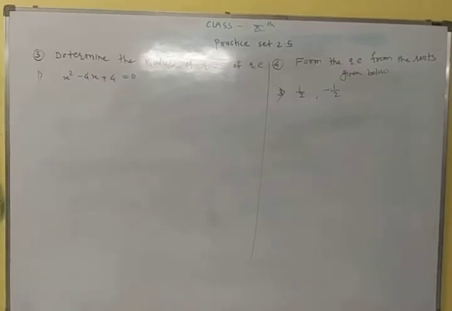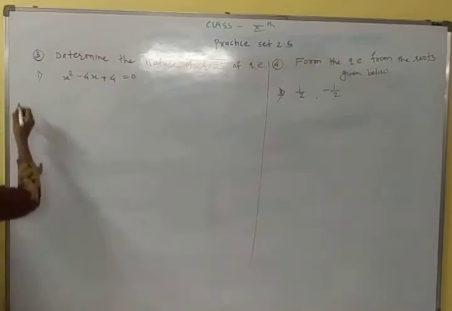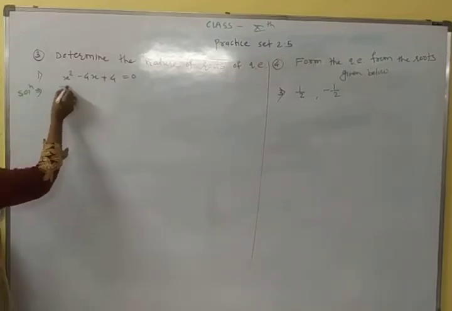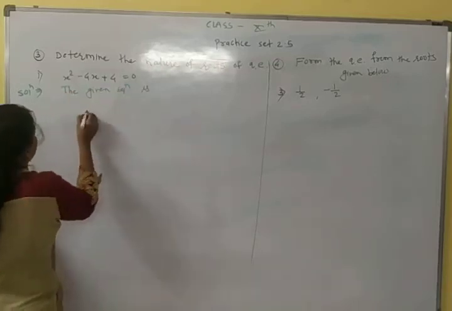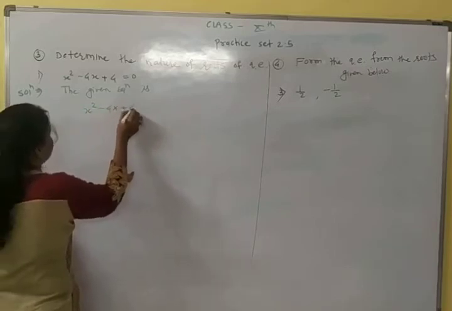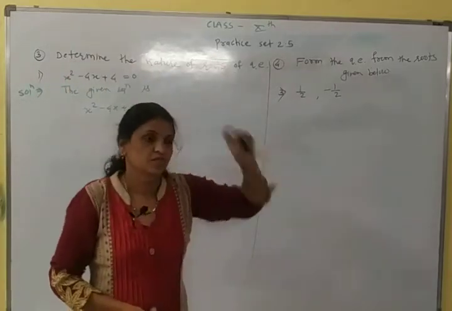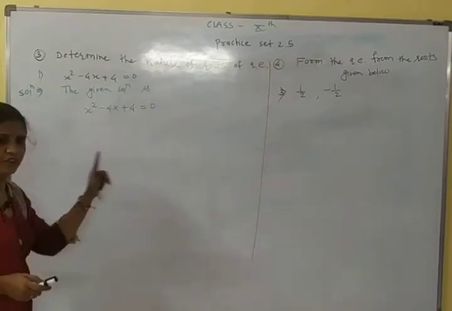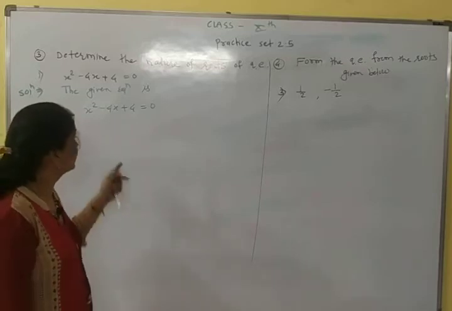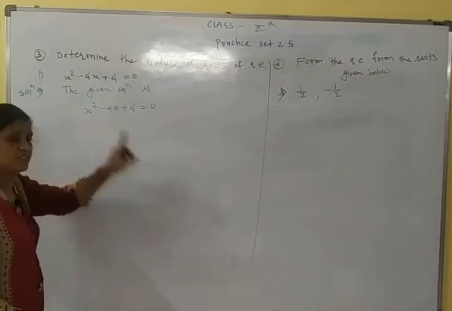Now, question number 3. Determine the nature of roots of quadratic equation. First problem, x square minus 4x plus 4 equal to 0. Solution, the given equation is x square minus 4x plus 4 equal to 0. Question is that determine the nature of roots. Okay, there are 3 types of nature of roots. First we have to find delta, means first we have to find b square minus 4ac, and then decide what type of nature of roots. Okay, first we have to find delta, means b square minus 4ac.